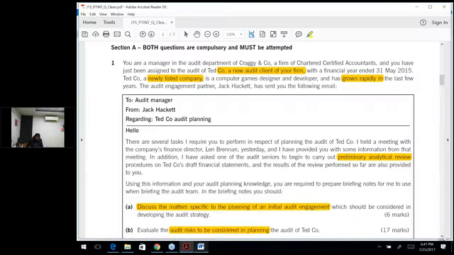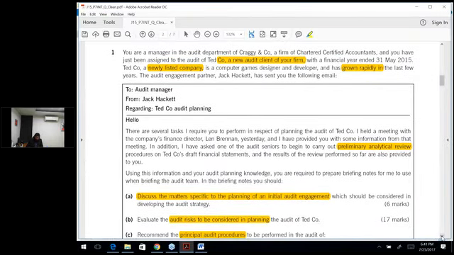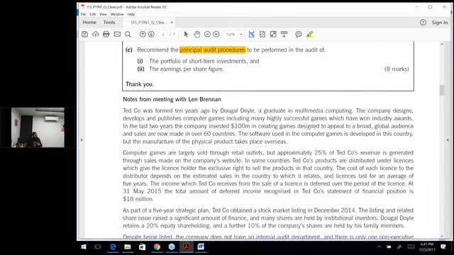Now, let's move forward. So we discussed this, and the third one of them is basically: TED company was formed 10 years ago by Douglas Doyle, a graduate in multimedia computing. The company designs, develops, and publishes computer games, including many highly successful games which have won industry awards. In the last 2 years, the company invested 100 million in creating game design to appeal to the broad global audience, and sales are now made in 60 countries.